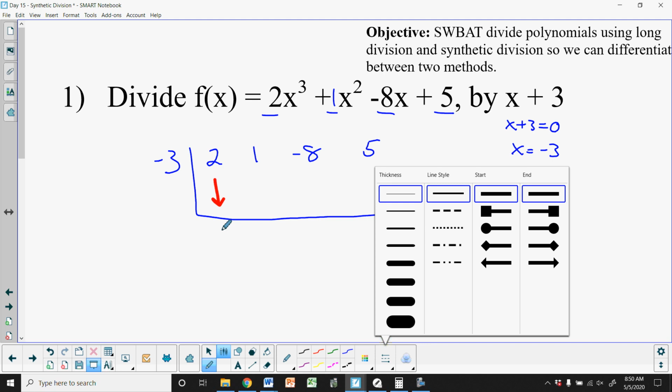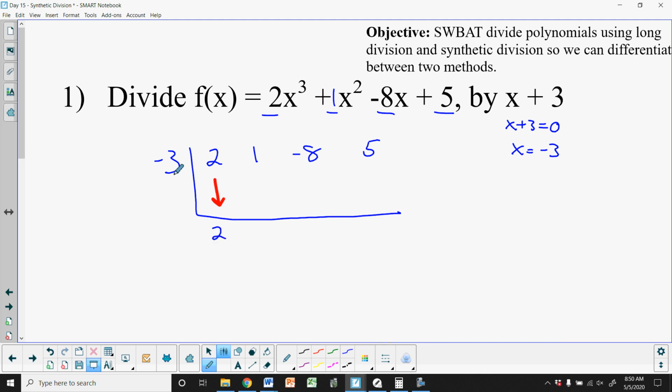Second thing is we multiply. So just like we did in Horner's method, we first multiplied the coefficient. So 2 times negative 3 is negative 6. Now we add the column, 1 plus negative 6. Then we multiply negative 3 times negative 5. Add the column. Negative 3 times 7. Add the column, 5 plus negative 21.